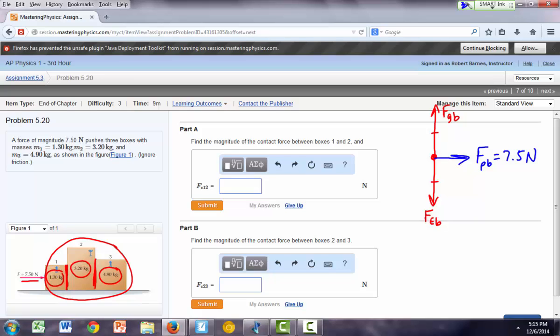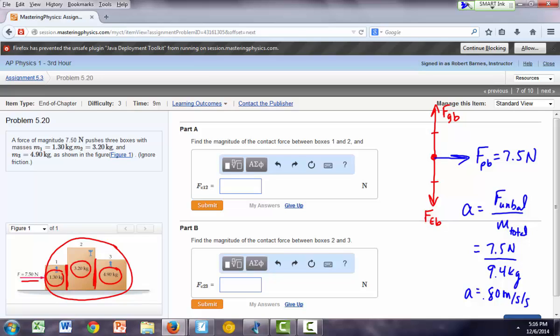Okay, so the unbalanced force, the acceleration of the boxes as a group, is just going to be the unbalanced force, which is 7.5 newtons, divided by the total mass of the boxes. If I sum those three together, I get 8.1 plus 1.3 is 9.4 kilograms. So my acceleration is going to be 0.80 meters per second per second.